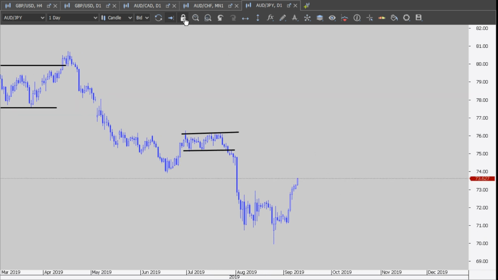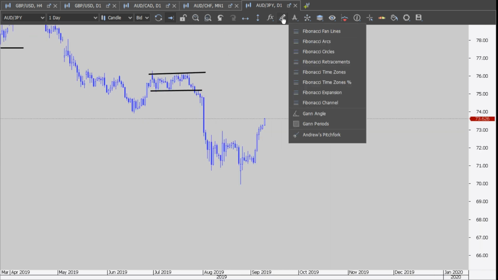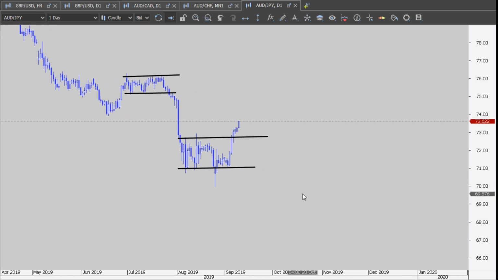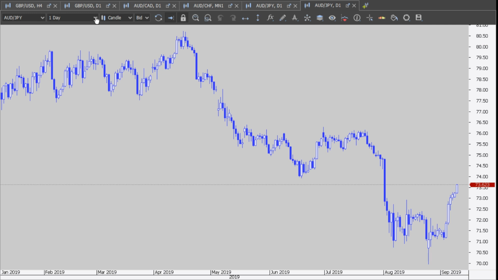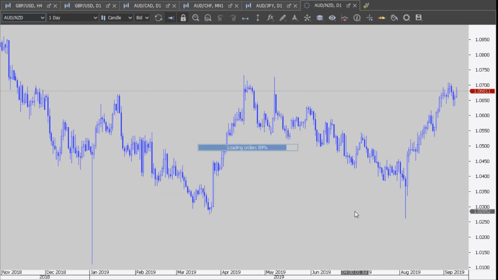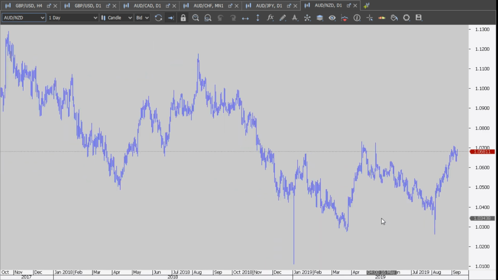also in between. This is AUD-JPY daily chart. Sideways movement, we are out, but still we had it. Sideways movement, sideways channel, with a false breakout. Next, AUD-NZD. Daily chart, let's compress the chart.